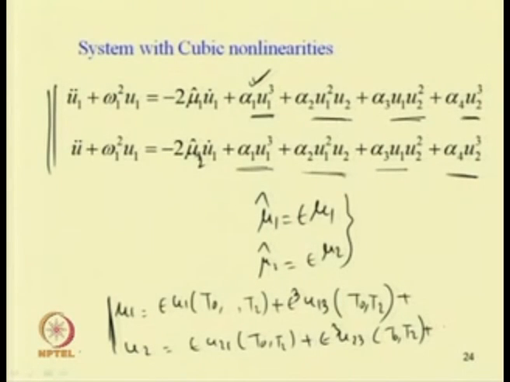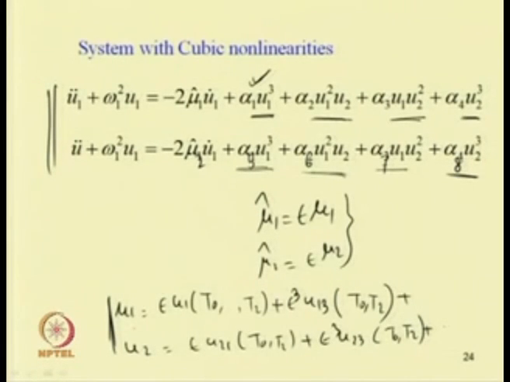By substituting these terms we can write, let us modify this equation slightly. So, u 1 double dot plus omega n square u 1 equal to epsilon u 1 dot plus alpha 1 u 1 cube, alpha 2 u 1 square u 2, alpha 3 u 1 u 2 square, alpha 4 u 2 cube. And in the second equation, the coefficients are alpha 5 u 1 cube, alpha 6 u 1 square u 2, alpha 7 u 1 u 2 square and alpha 8 u 2 cube.